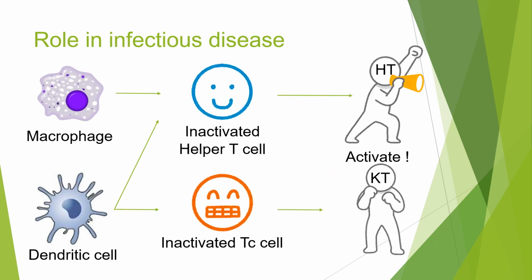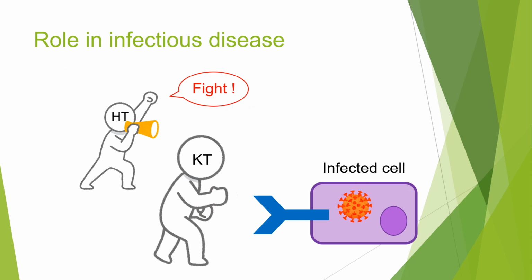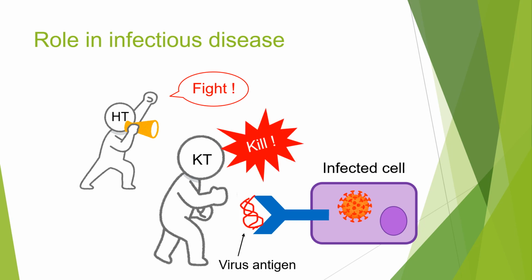When we get infected with an infectious disease, macrophages and dendritic cells eat the virus and present their antigen to T and B cells so that they activate. The help of activated helper T cells may be required for TC cell activation. Activated helper T cells promote cytotoxicity of killer T cells, and activated killer T cells recognize target cells by the virus antigen.